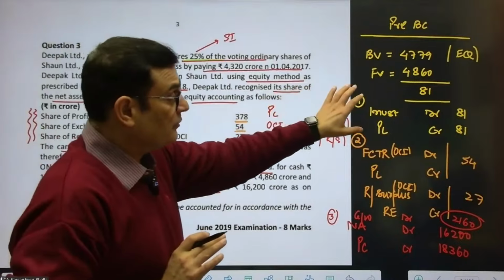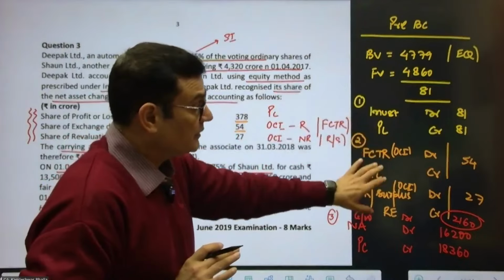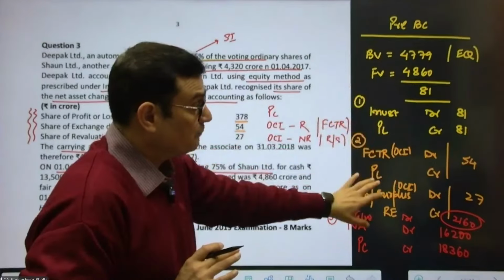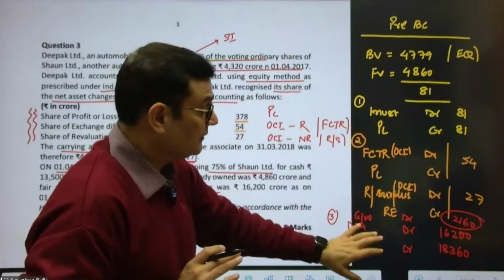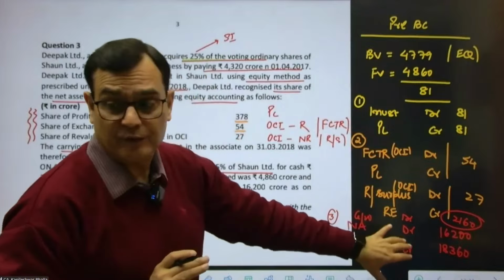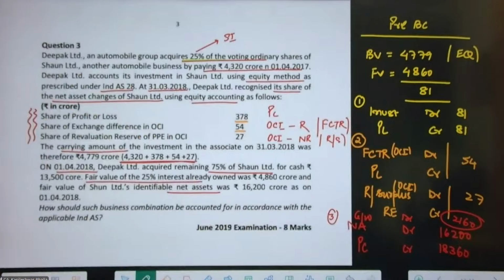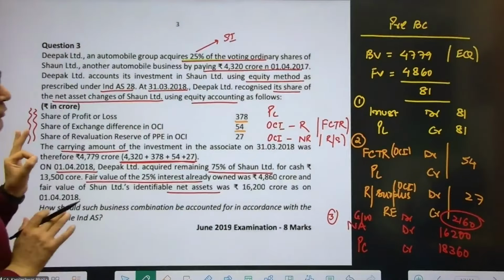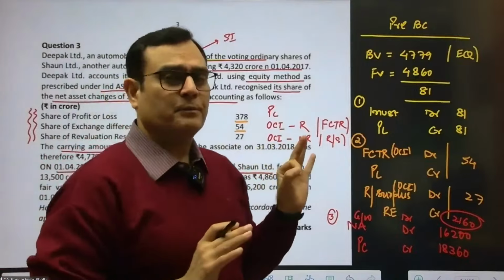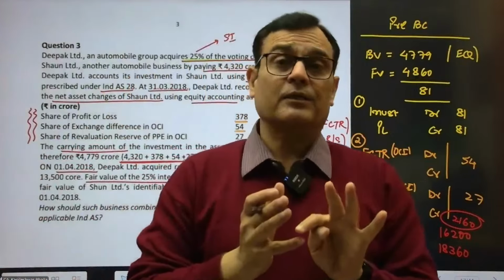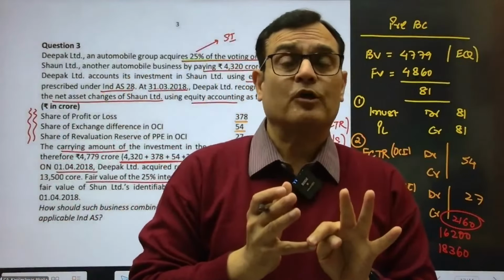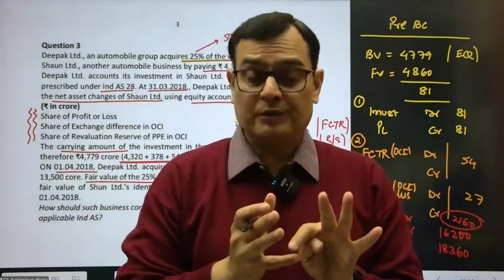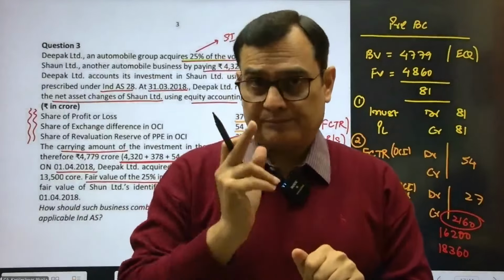Now, these two entries pertain to the concept of, you can say, pre-business combination. And this entry is on the date of acquisition. Right, so I think that was another interesting question pertaining to the concept of PHI. So we've done a larger question on contingent consideration and a larger question on the PHI.